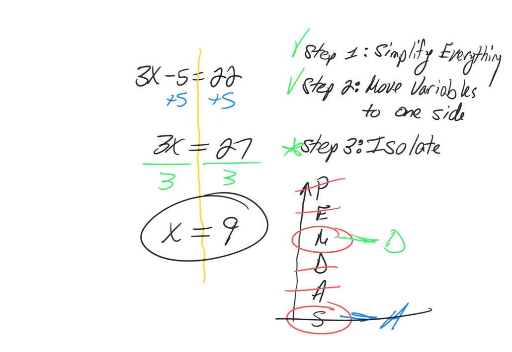And we can check our work by plugging it back in. Does 3 times 9 minus 5 equal 22? Well, 3 times 9 is 27. Minus 5 is in fact 22. So we know that our answer is correct.